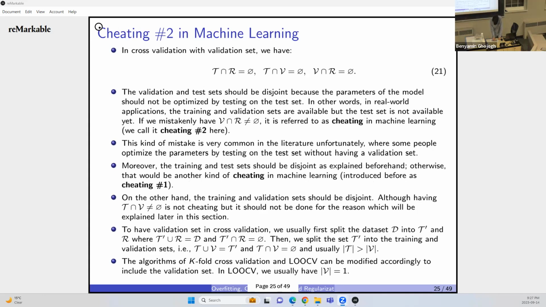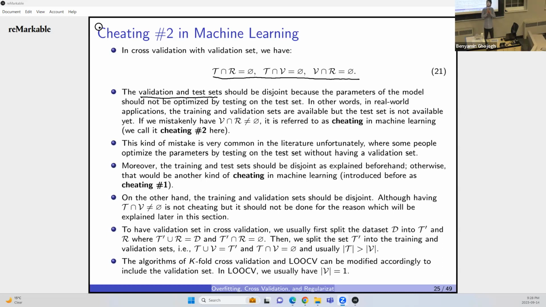So, training, validation, and test, they all should be disjoint. The validation set and test set should be disjoint because, again, I think it's obvious, yes? You are not supposed to have access to the test set. How can you use that for tuning your hyperparameter? Tuning your hyperparameter also affects the performance of your model. You're not supposed to use that. So that's also cheating. This type of cheating is used a lot. This mistake is done a lot, especially in deep learning.